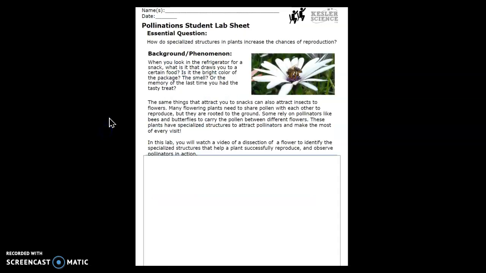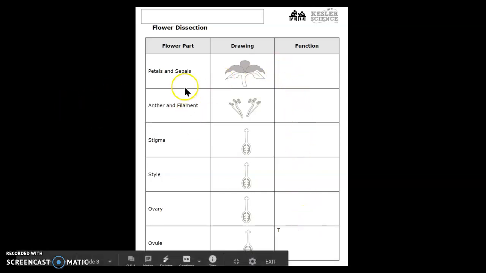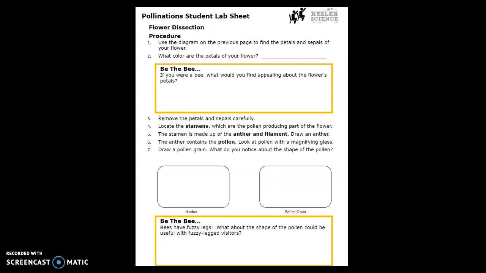Okay, so you're going to just read this. There's nothing else to do but read this, so it will help you as you move through. Now, after you watch the flower dissection and watch the videos, you are going to tell the function of each part of the flower in the function box. And then you're going to tell the color of the petals of the flower that was in the dissection.